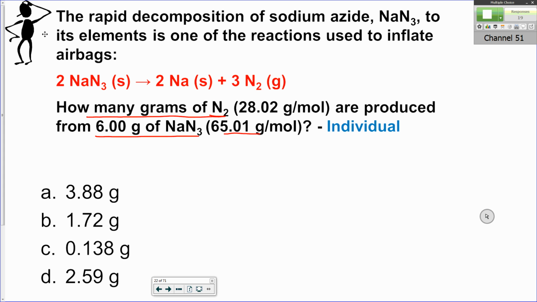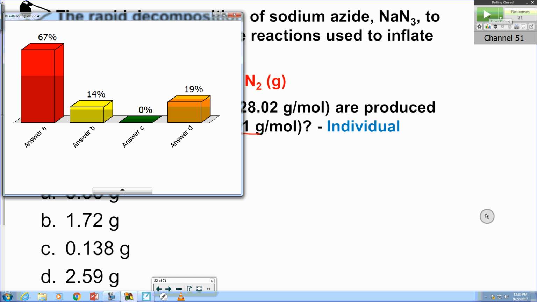Okay, take a guess at this point. All right, so we're less confident on this one, but the predominant choice is choice A.